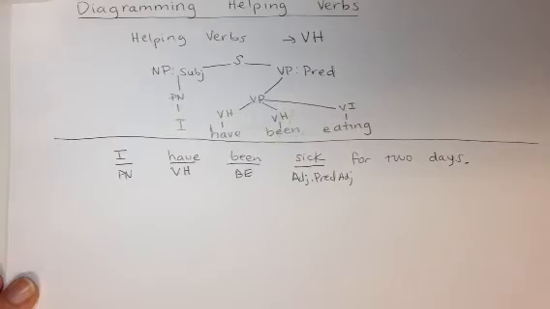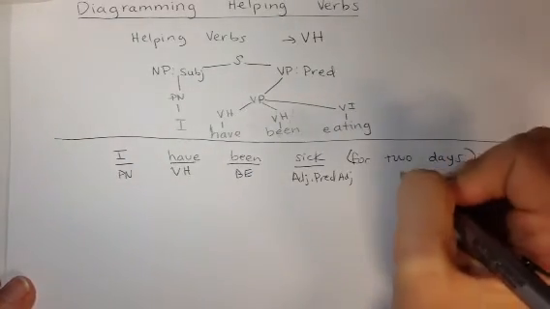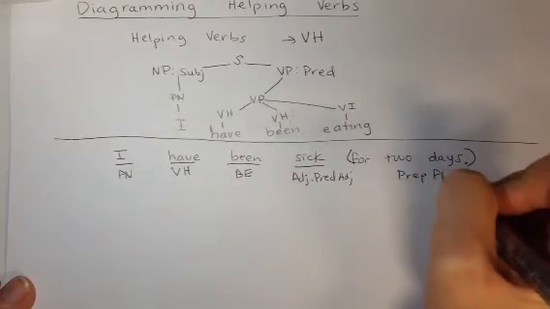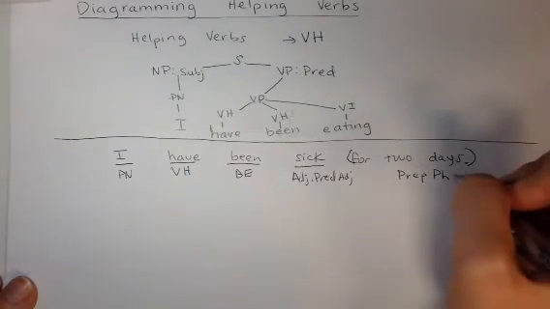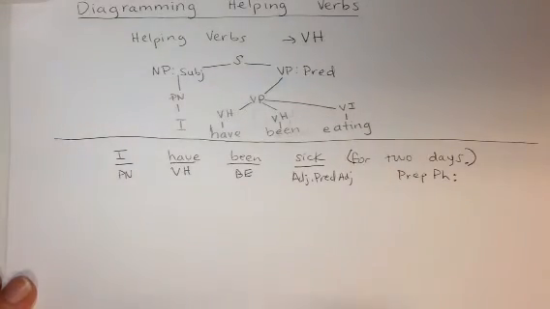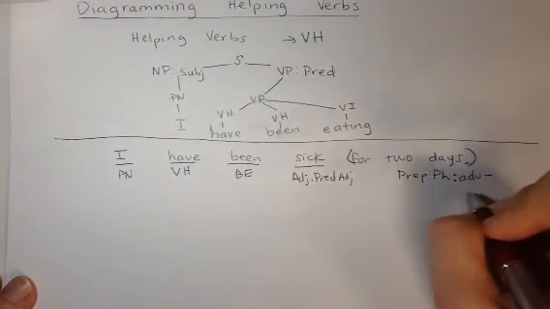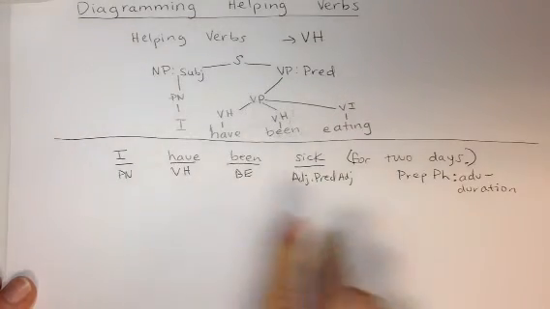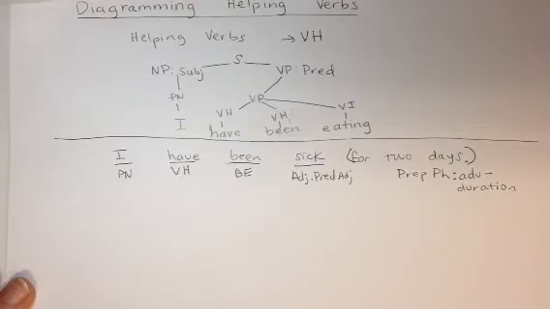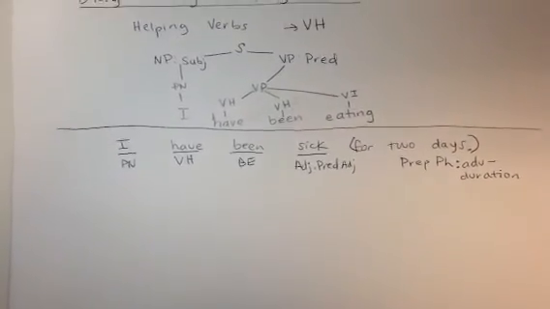Okay? Now I'm left with this phrase, for 2 days. Hopefully you guys caught on that this was a prepositional phrase. And if I wanted to add some more detail, I could say this is an adverb of duration. It's saying, how long have I been sick? I have been sick for 2 days. If you want to add that detail. Not necessary, you won't get points off for it, but it is good practice for you. Okay?